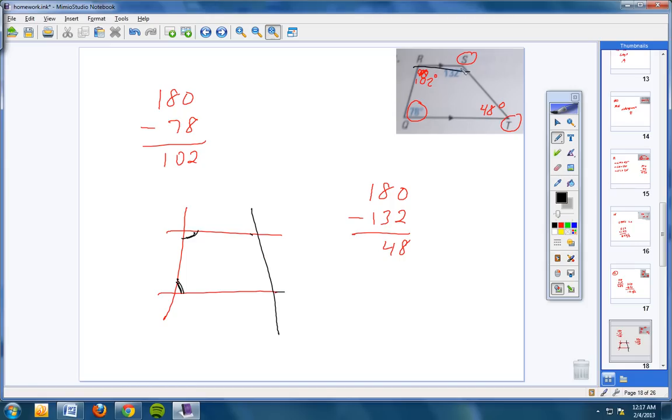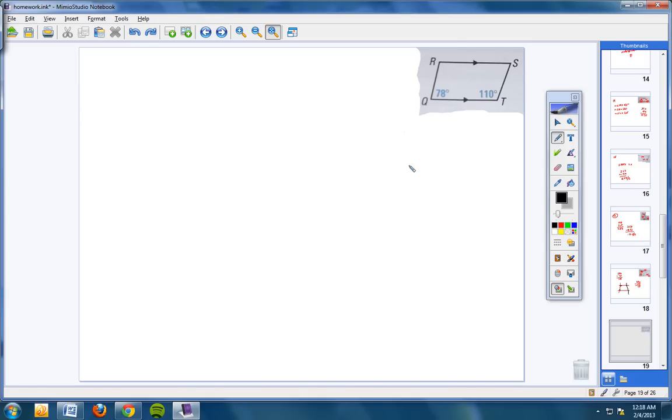So do you see your parallel line right here? Parallel line cut by a transversal. So these two angles have to add up to 180. That goes back to last semester. Okay, let's take a look at the next one, number 18.